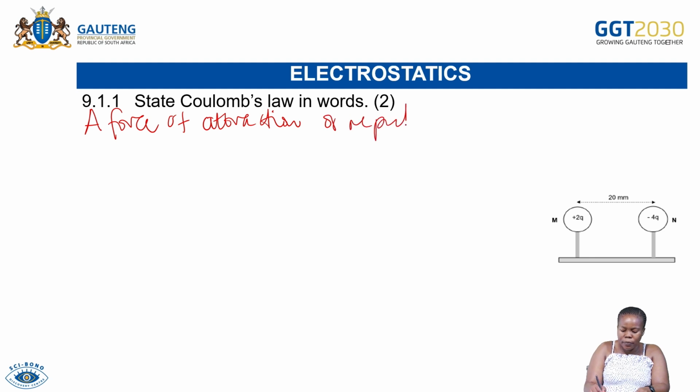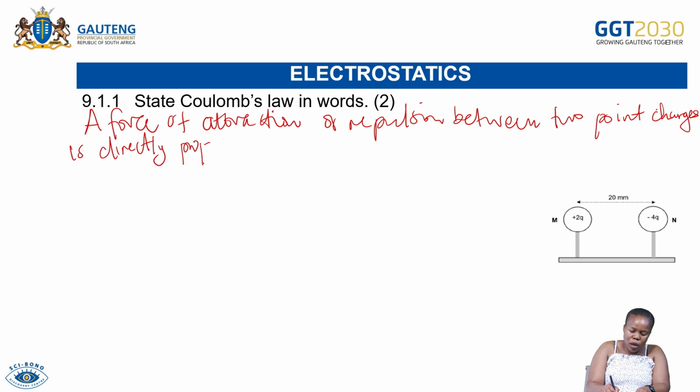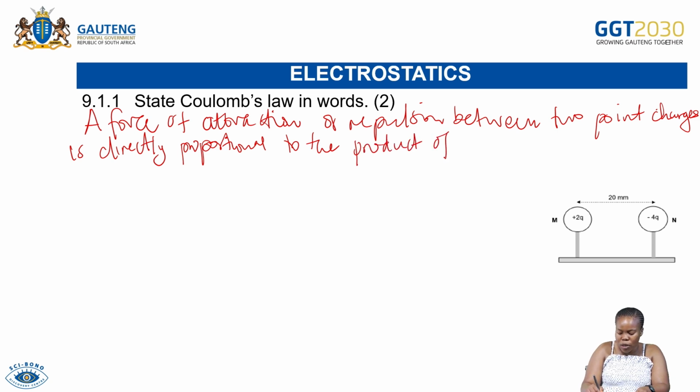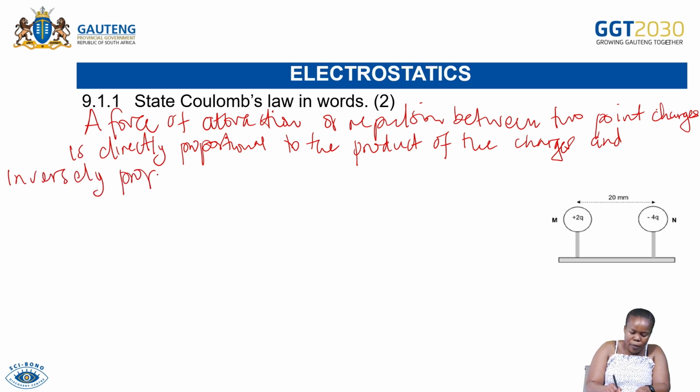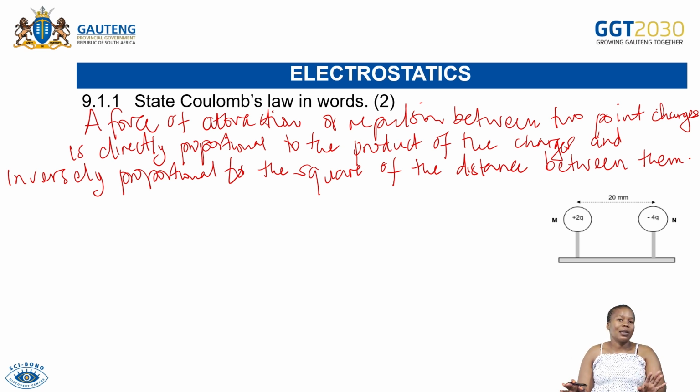or repulsion between 2 point charges is directly proportional to the product of the charges and inversely proportional to the square of the distance between them. So study that list and then you get your 2 full marks.